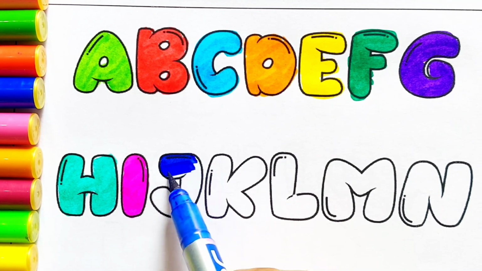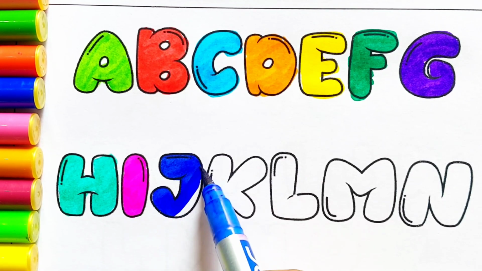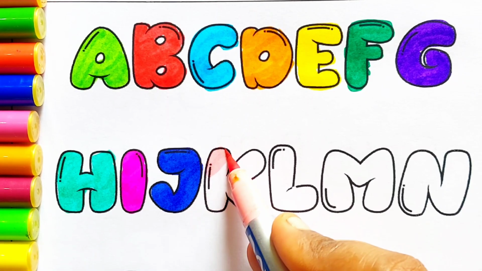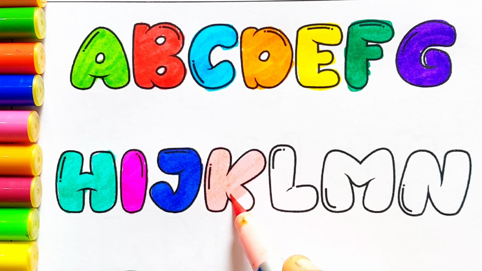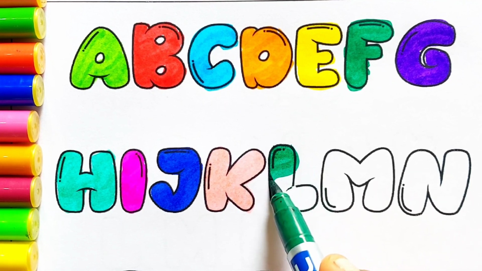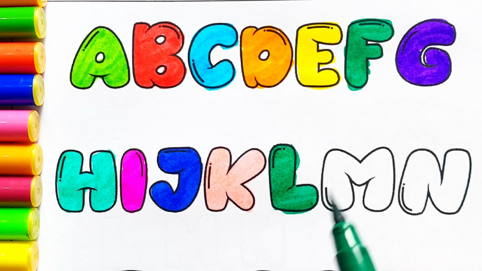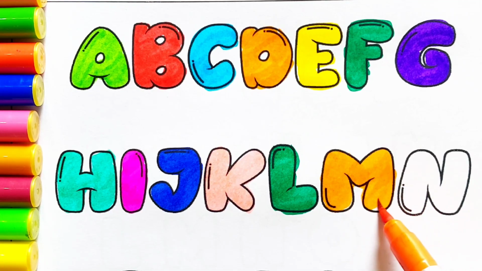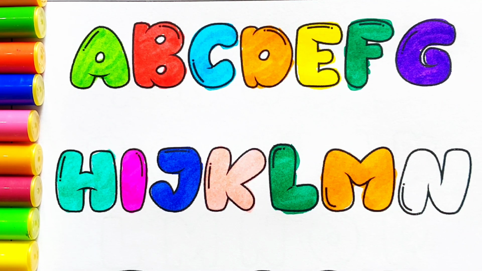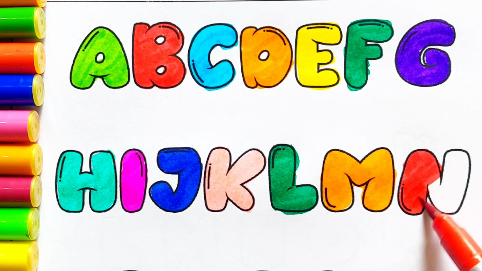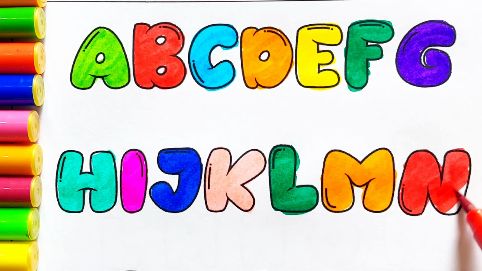J is for jungle. K is for kite. L is for lamp. M is for mouse. N is for nest.